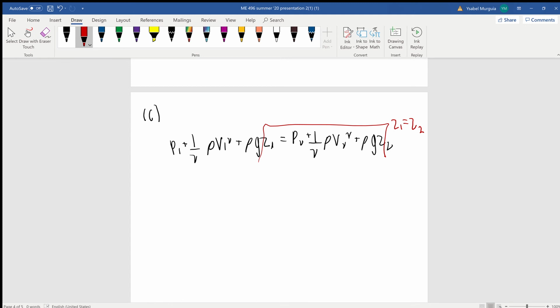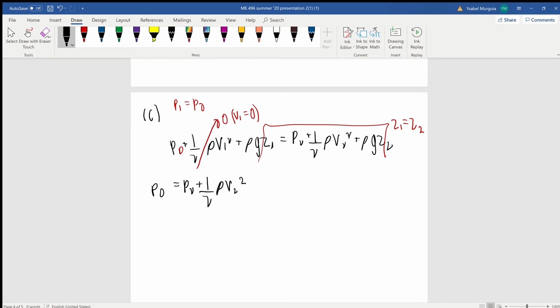Something they gave us in the problem was that P1 is equal to P naught. So we will be changing this P1 to P naught. And something else that we know is that this is going to go to 0 because it is at the source. So the velocity at 1 is going to be equal to 0. So that term cancels. Okay, so we're left with P naught equals P2 plus 1/2 rho V2 squared.